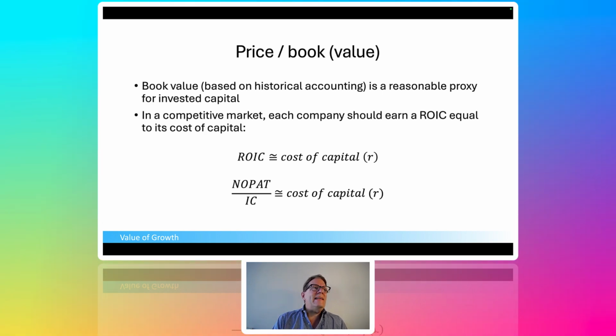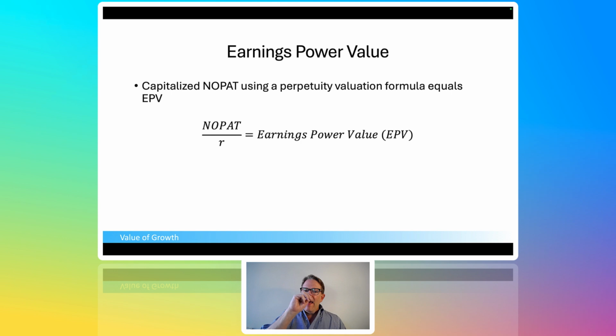So in a competitive market, meaning there are no barriers to entry, firms are competing, each company should earn a return on capital equal to its cost of capital, right? That's where you're going to have that kind of equilibrium in a competitive market. So ROIC equals roughly the cost of capital, which means that we can disaggregate ROIC. That's your NOPAT divided by the invested capital should equal your cost of capital. All right. So now if we capitalize NOPAT using a perpetuity valuation formula, that's our earnings power value.